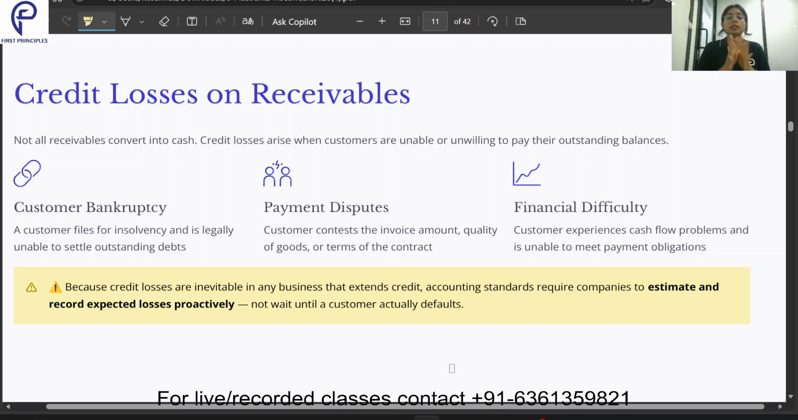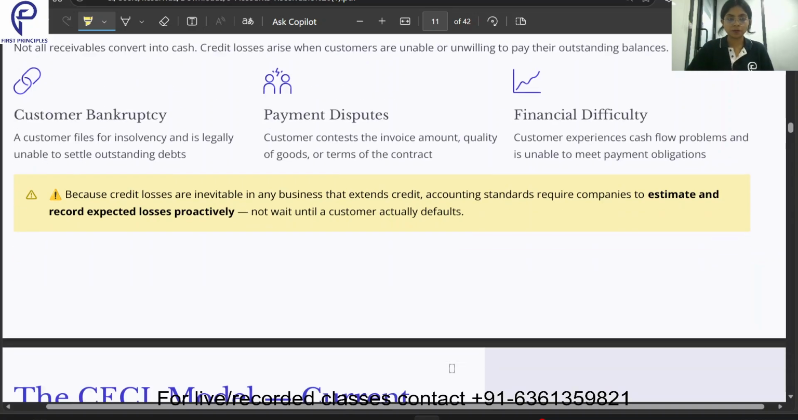So credit losses are inevitable in any business that extends credit. Accounting standards require companies to estimate and record expected losses proactively, not wait until a customer actually defaults. So if we see that any of these three situations is happening with any of our customers, at that very moment we should record that particular credit loss, or maybe record it in our allowance account, and we should not wait until the customer comes and says, okay, hey, I'm not going to pay you this amount.